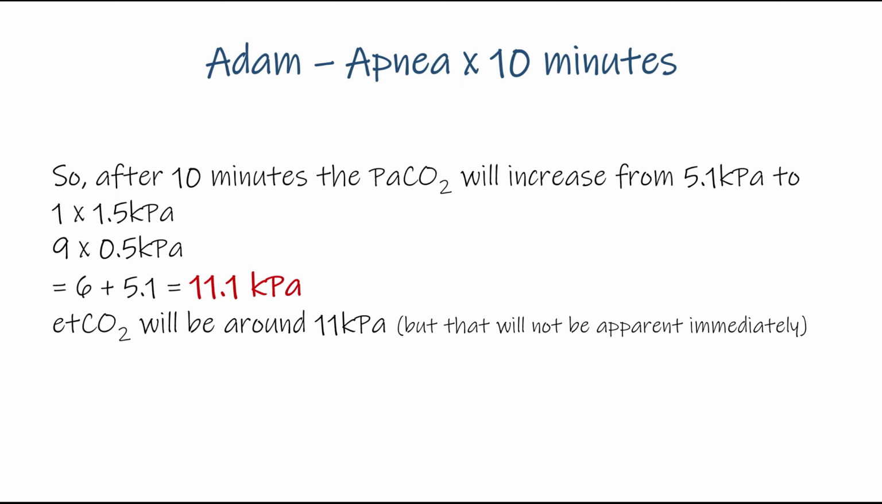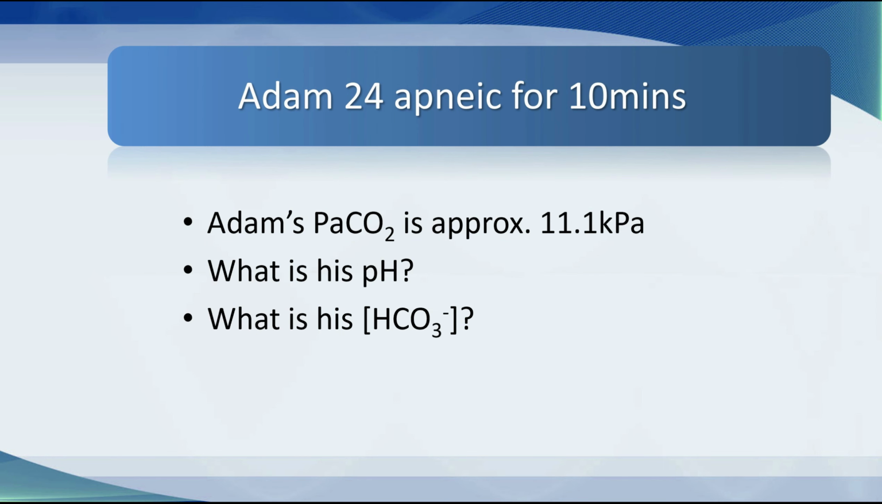And because there is only a small difference between the end-tidal CO2 and the arterial CO2, assuming that the tidal volume is adequate and there's not a lot of dead space ventilation, the end-tidal will be around 11 kilopascals. Remember, that might not be apparent in the first 2 or 3 breaths. So we know that Adam's PaCO2 is approximately 11 kilopascals. From this, how can we figure out what his pH is and what his bicarbonate level is?